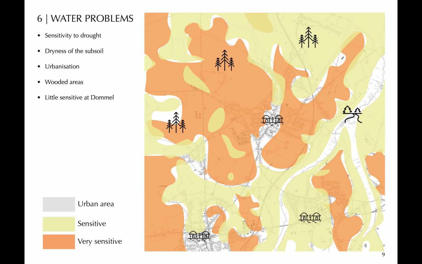Then we come to the water problem in my pixel. The biggest water problem in the pixel is the dryness of the subsoil. This map indicates the sensitivity to drought. This is partly due to the urbanization that is hardening the surface, but the orange areas that are most sensitive are the wooded areas.